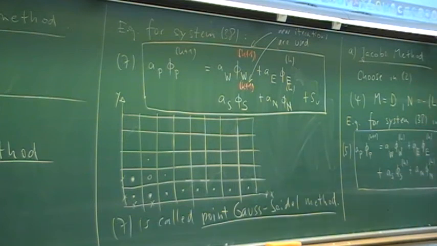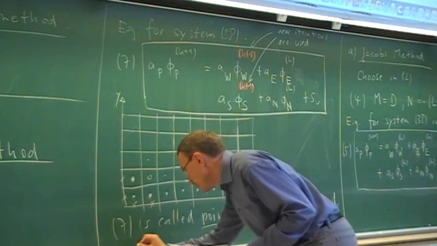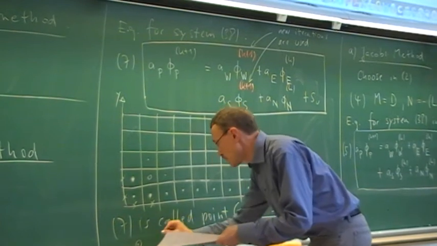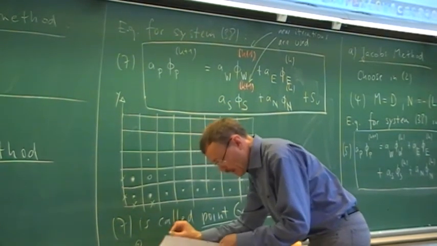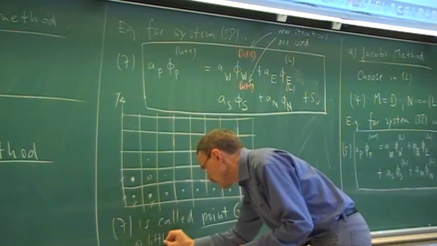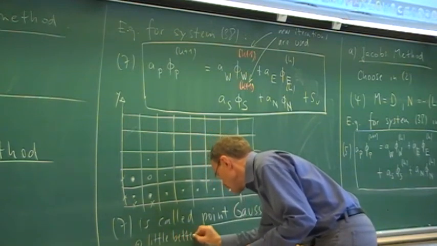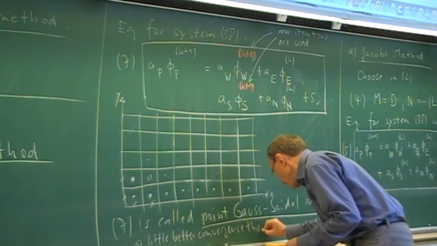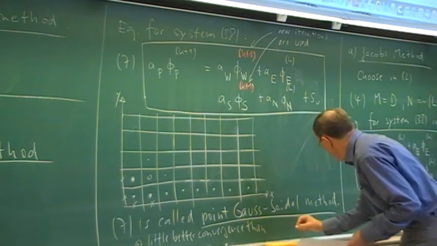So it has slightly better convergence, not much. Say you need roughly half of the iterations you would need with a point Jacobi, but it is a little plus, very little plus. So it's slightly better convergence than the point Jacobi.